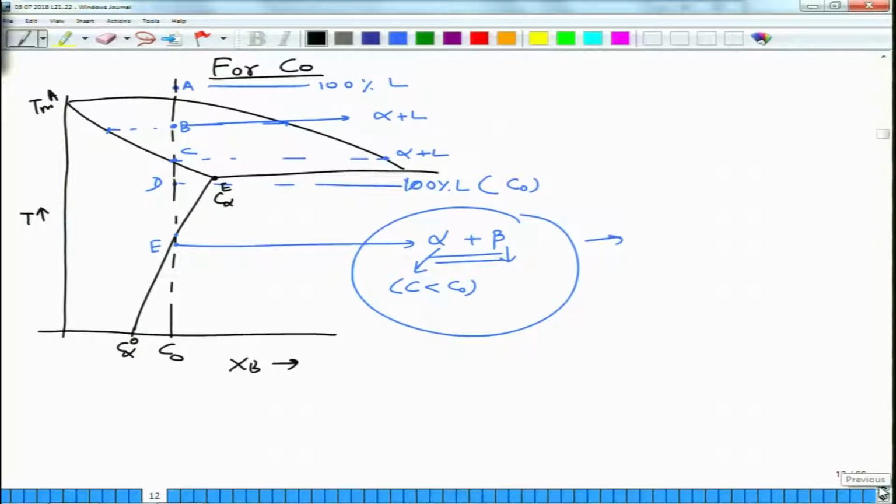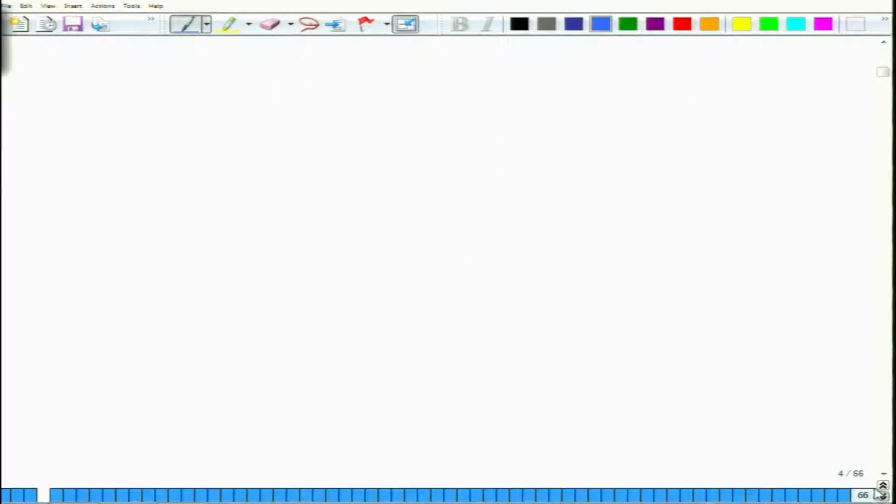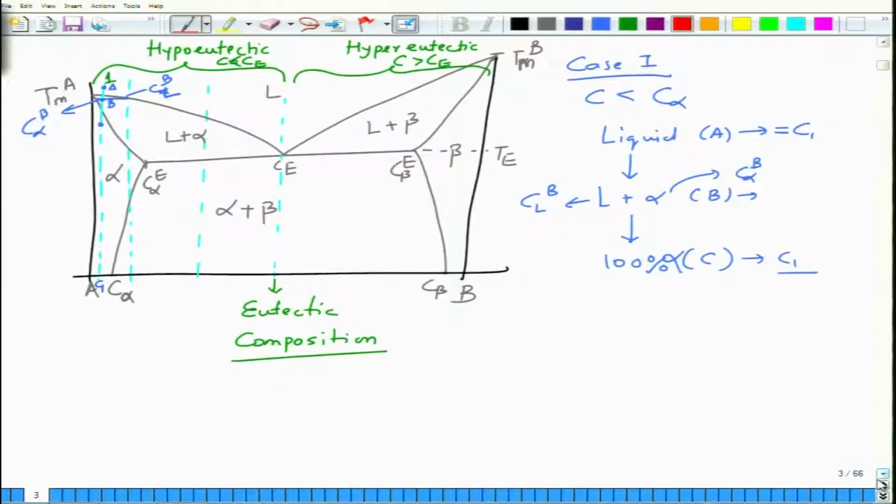When we finished, we were looking at the microstructure of an alloy whose composition is higher than the solid solubility of B in A at room temperature. So, this is what we will do now. Case 2 is for an alloy of composition C2, and what is C2? This is C2.